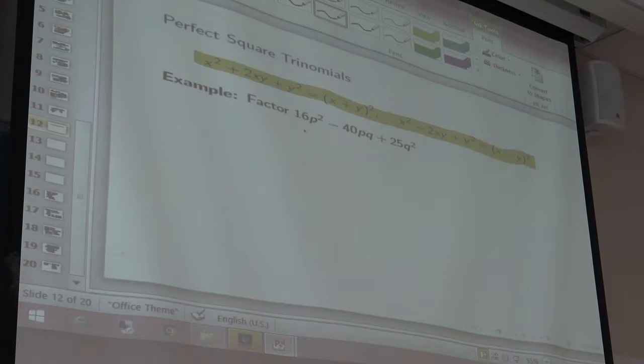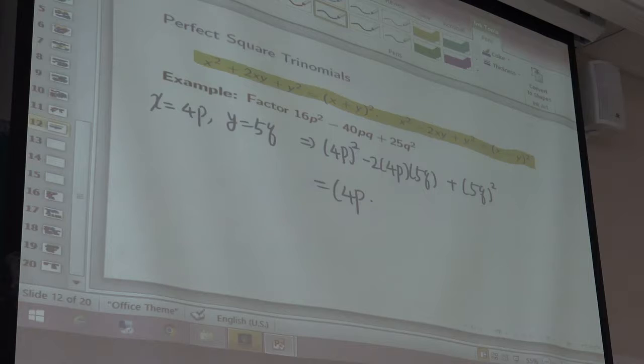So it looks like they are different, but when you change that into the following format, let x be 4p and y be 5q. Then this is actually 4p squared minus 2 times 4p times 5q plus 5q squared. So we can use the previous formula, which is 4p minus 5q squared. Then we are done. We finished the factorization.